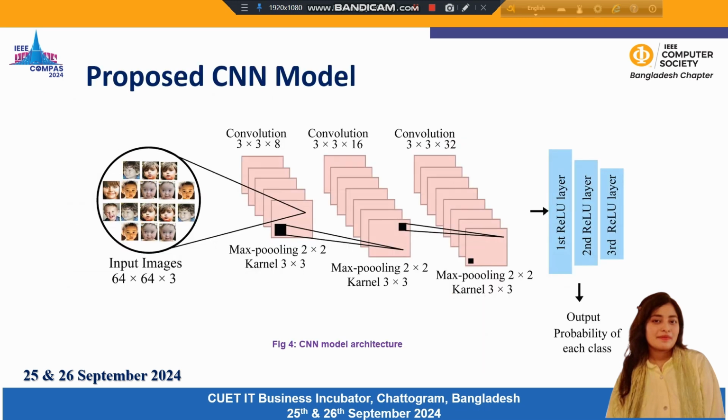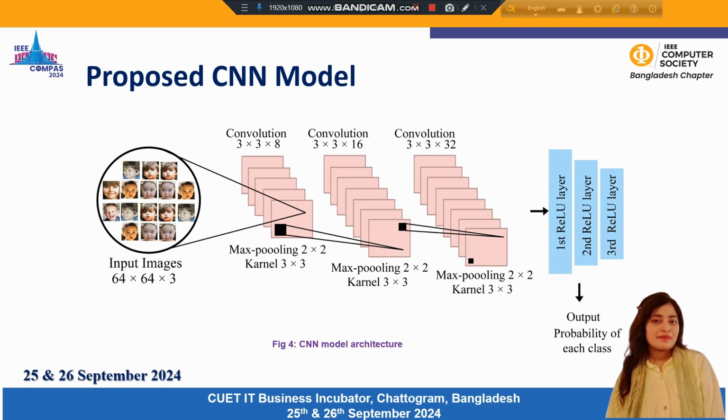The proposed CNN model is used here. The input layer takes input images, typically resized to a consistent dimension, for example 64 x 64 x 3 pixels. We have used 3 convolution layers to apply filters to the input images to create feature maps. These are 3x3x8, 3x3x16, and 3x3x32 pixels respectively.